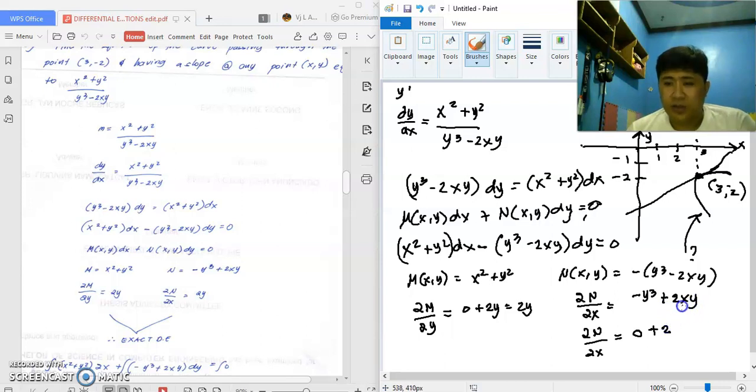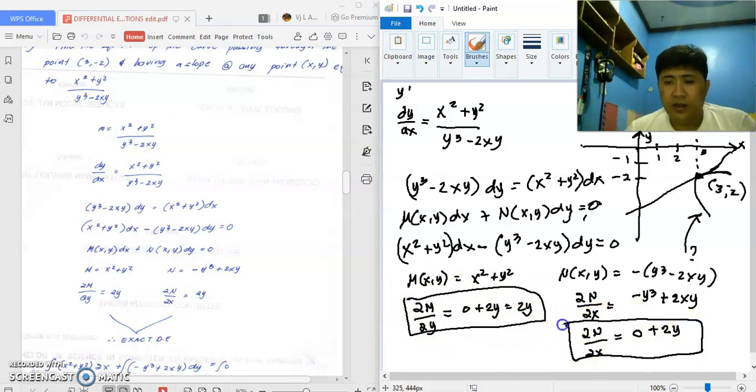Because you have a variable, you copy first the constant, so with respect to x, that is y. 2 and y is the constant, right? Like for example, 2 times 2, or y is 3, because it is said that it is constant. Then derive x, which is dx, or 1. So therefore, we could say that the partial of m and the partial of n, this is an exact equation.